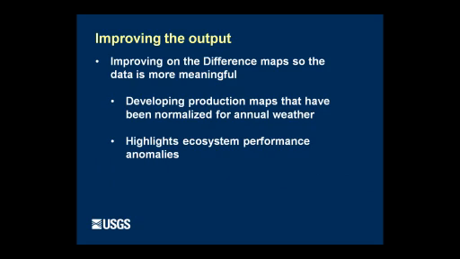We're doing that by developing cheatgrass production maps that have been normalized for annual weather, and then we're comparing them to our production maps that have not been normalized for annual weather. And this allows us to highlight ecosystem performance anomalies. And these performance anomalies, when they're underperforming anomalies, are going to be areas that we think are cheatgrass die-offs.